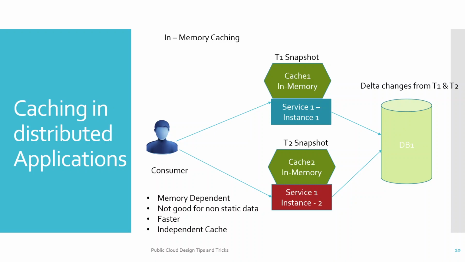And again, it is memory dependent and not good for non-static data. Means if you're doing some write operations or your database is having write operations, then you may get different data for different instances. Still it is faster because it always operates within the context of the same system. And as I explained, each instance of the service has a different independent cache.